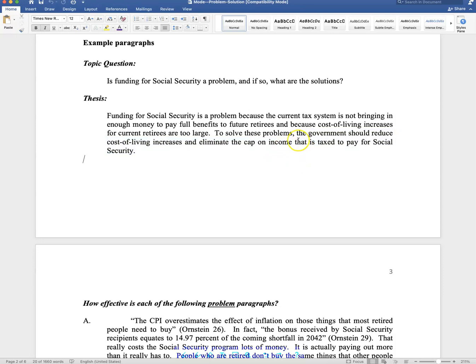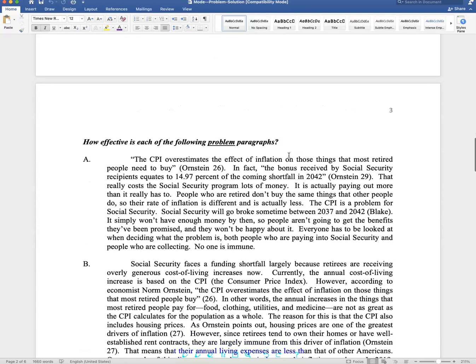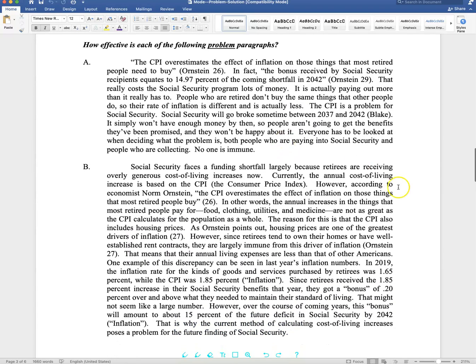All right, so we're going to look at some problem paragraphs here. So what I'd like you to do is pause your video, read these two paragraphs, and decide how effective each one is, especially based on what we talked about in the last video for how to do a good problem paragraph. So pause the video, read it, think about it, and then I'll come back and give you my feedback.